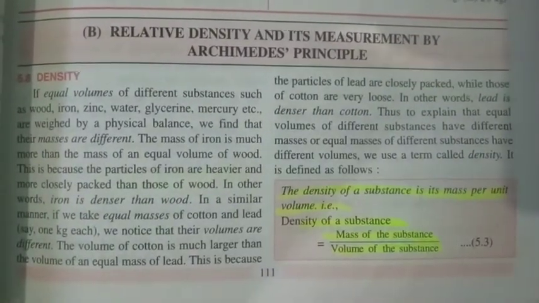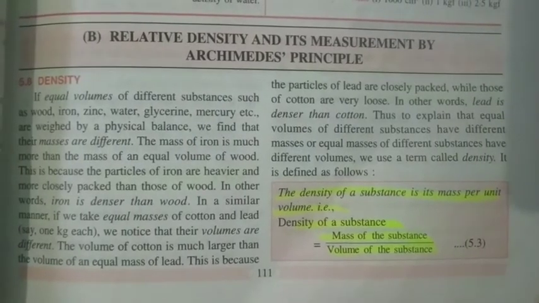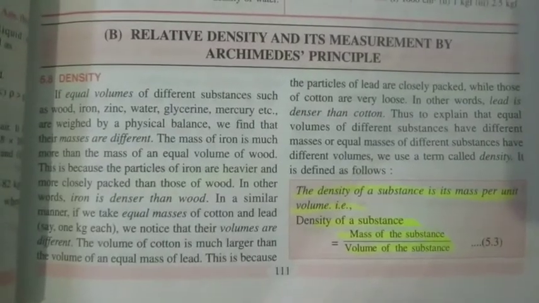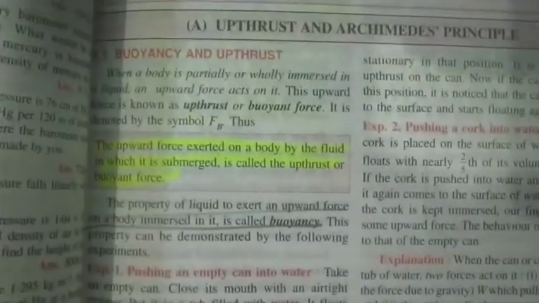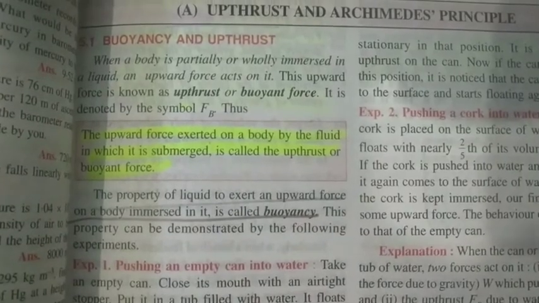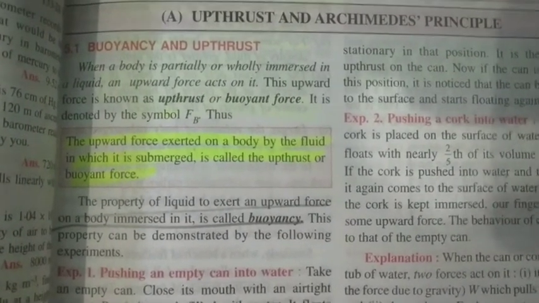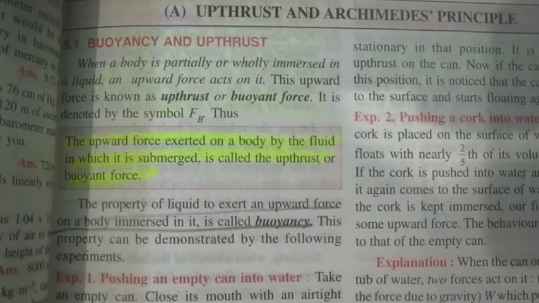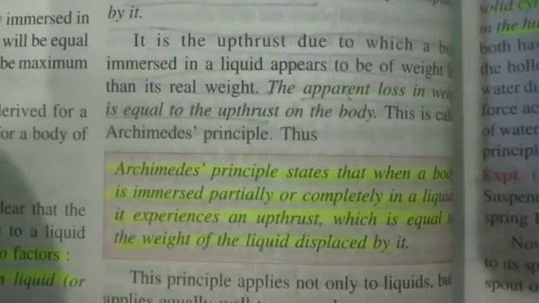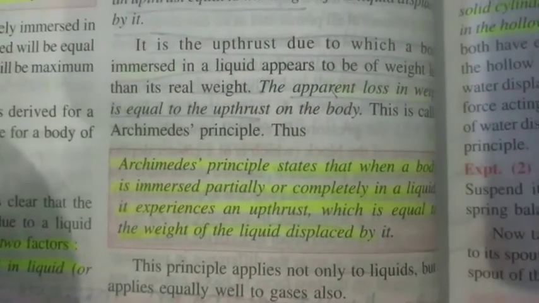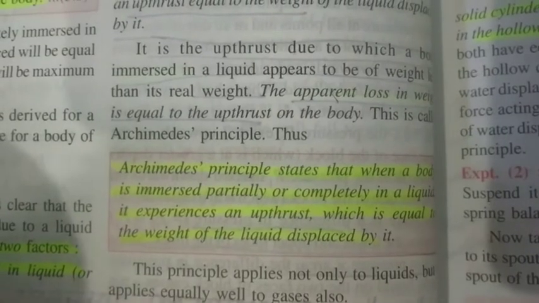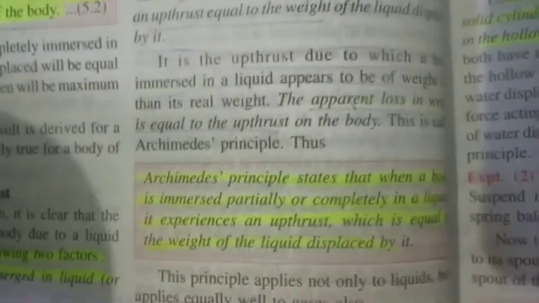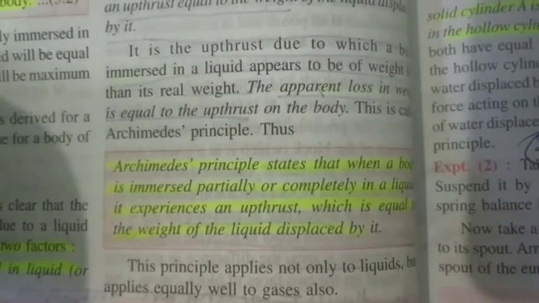So finally today we are going to read the second unit, that is relative density and its measurement by Archimedes principle. In the previous unit we read about upthrust, that fluid exerts pressure in all directions, and the pressure exerted by the fluid on the body is called upthrust. And we read about Archimedes principle, that when a body is completely immersed in a liquid, it experiences an upthrust. That is a force by the liquid.